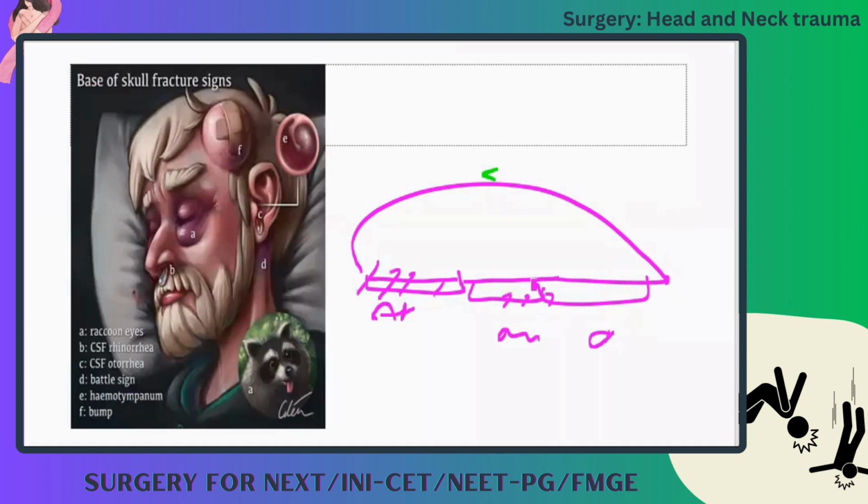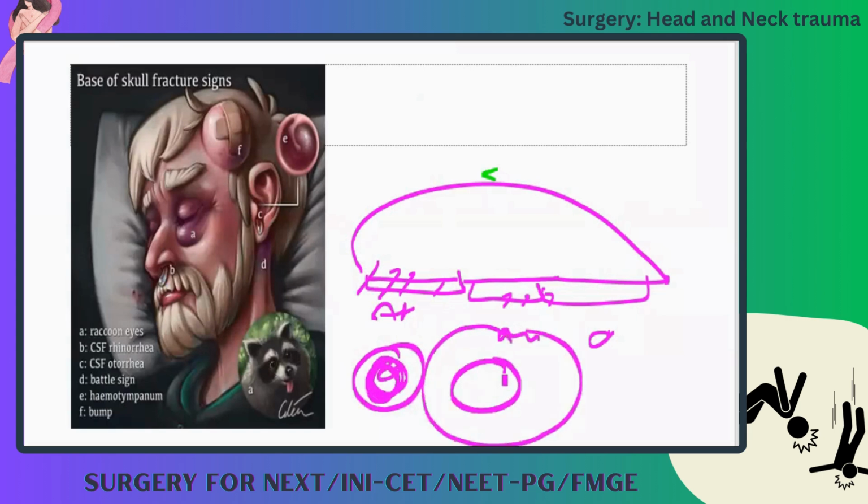What is CSF rhinorrhea? CSF leaking into the nose. So how to tell whether it is blood or CSF when the patient comes to you? The halo sign. Very good. What is the halo sign? The blood is surrounded by CSF. The center is blood, and the periphery is CSF, which will be clearing, whereas blood will be staining. That is the halo sign.